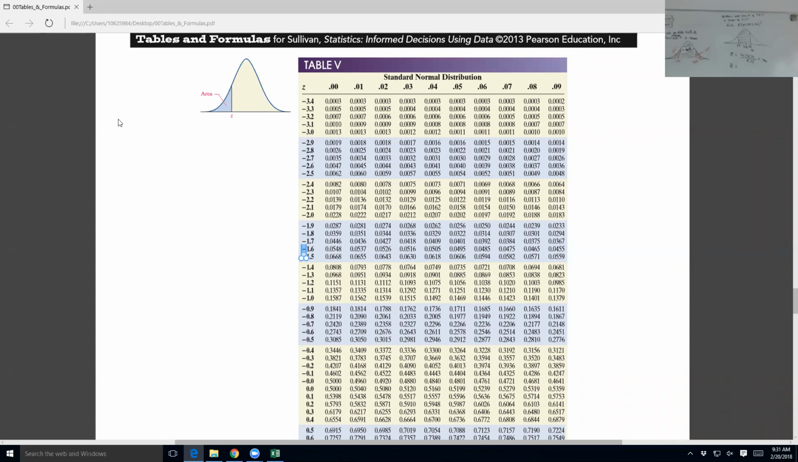Marin, what's the other one? 35 minus 38.72 divided by 3.17. That equals, I want to say, negative 1.17. Is that right? Yeah. Okay.